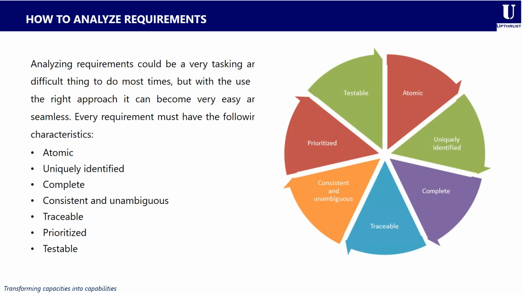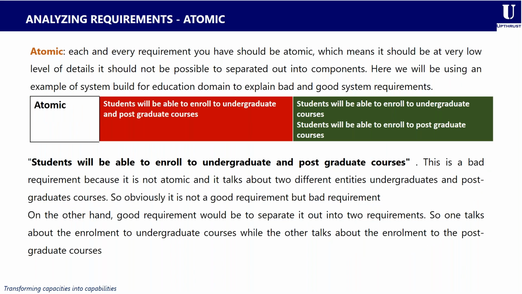So when you write a requirement, you need to ensure that the requirement you have written meets all of these criteria for you to know that you have effectively analyzed that particular requirement. So let's take all of these characteristics one after the other for us to understand what they mean in the context of requirement analysis. For a requirement to be atomic, each and every requirement you have should be atomic, which means it should be at a very low level of detail, and it should not be possible to separate it out into different components.